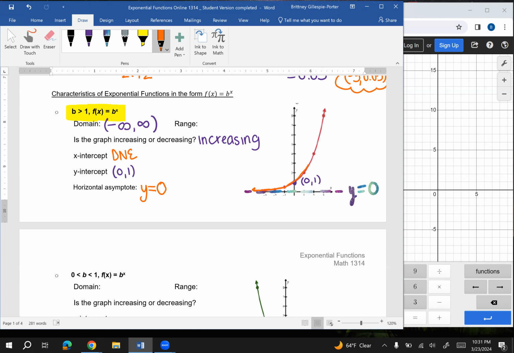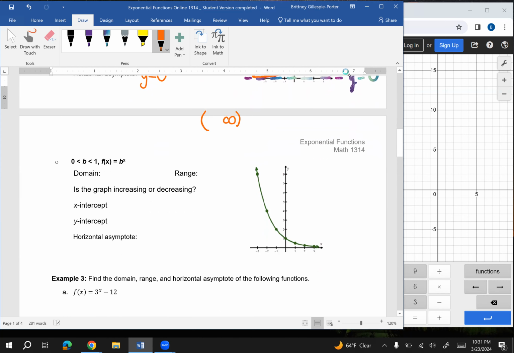And here our range, since we have a horizontal asymptote of 0, and our graph is increasing, it's going up and into the positives, 100,000, million. Our range is going to be 0 to infinity. Infinity always gets a parenthesis, and because 0 is our asymptote, it always gets a parenthesis. Asymptotes get parentheses for interval notation.